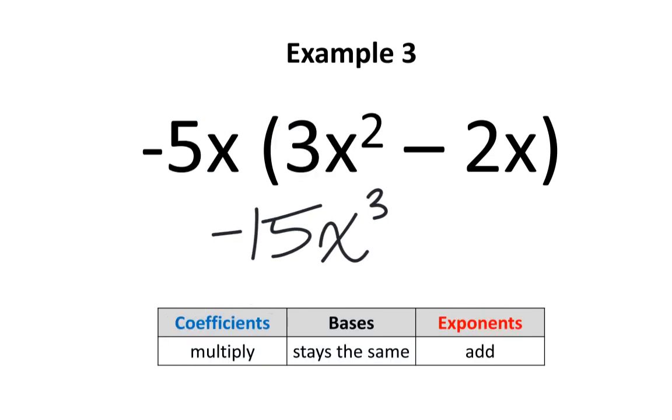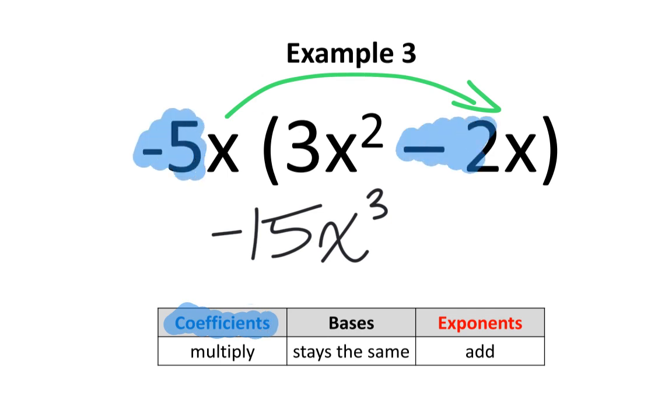I'm now going to multiply these two terms. We need to start this process all over again, which means we need to take a look at the coefficients. The coefficient of this term is -5. The coefficient of this term is -2. You want to multiply coefficients. Therefore, -5 times -2 is going to give you +10.